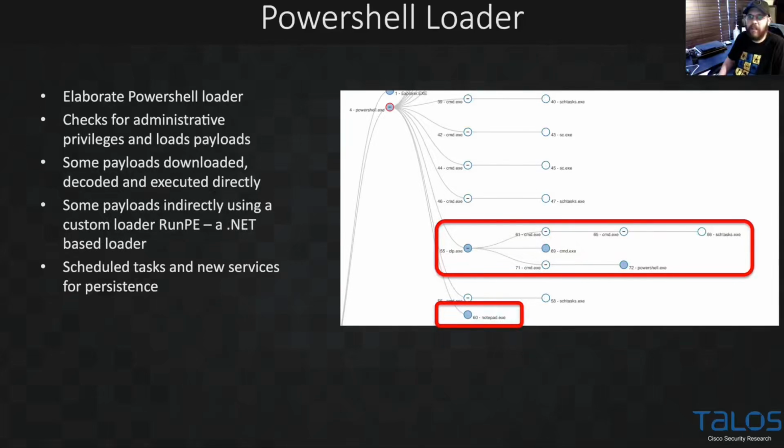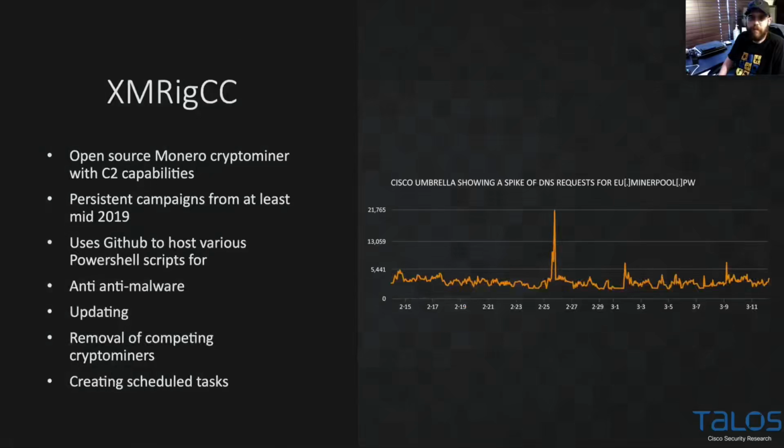So in this particular case, persistence on infected systems for these payloads was achieved through the use of either scheduled tasks within Windows or through new service registration within Windows. So I mentioned cryptocurrency mining malware. The one associated with this campaign was called XMRigCC. This is an open source Monero crypto miner with command and control capabilities. We've seen this distributed since at least mid-2019.